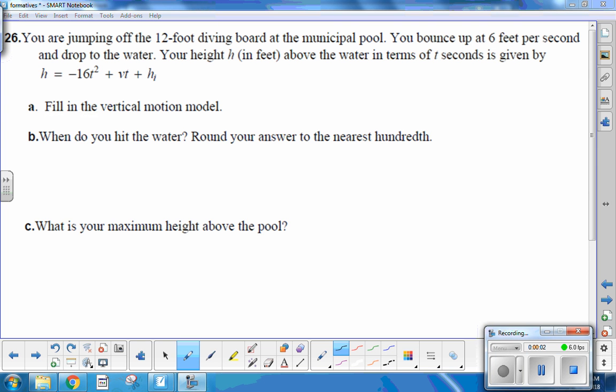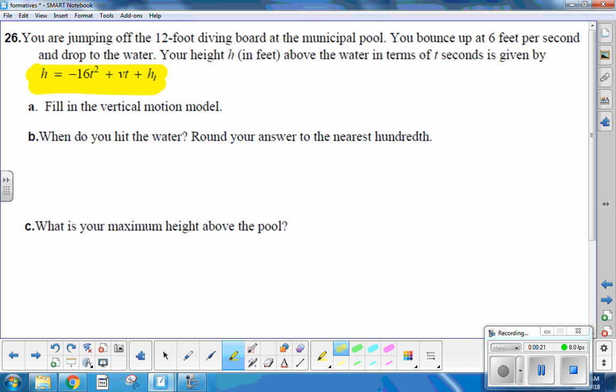Number 26, we're jumping off a diving board. You bounce up 6 feet per second and drop into the water. Your height is given by this equation here. Again, you will be given this equation on the test when you need to use it. You just have to do the first thing first.